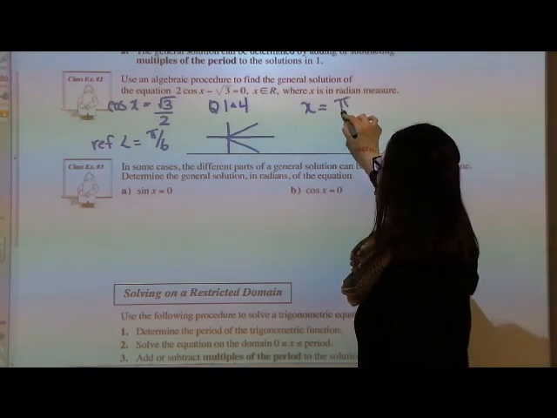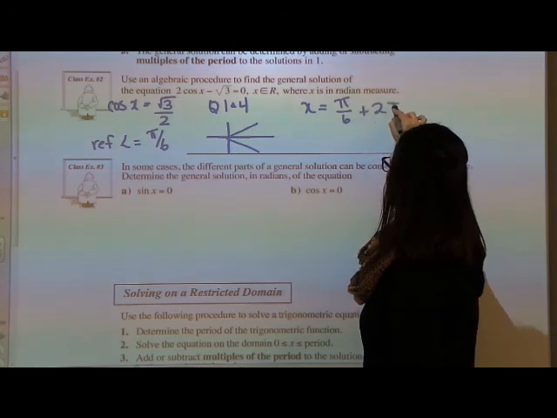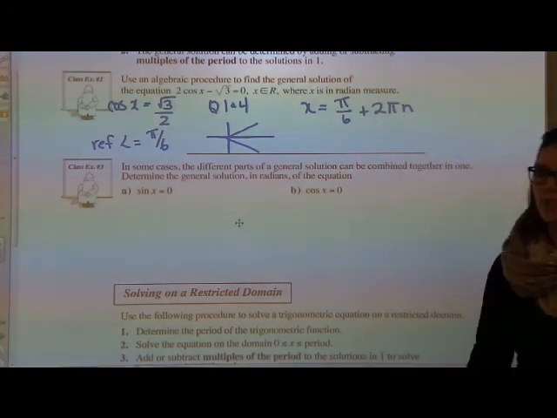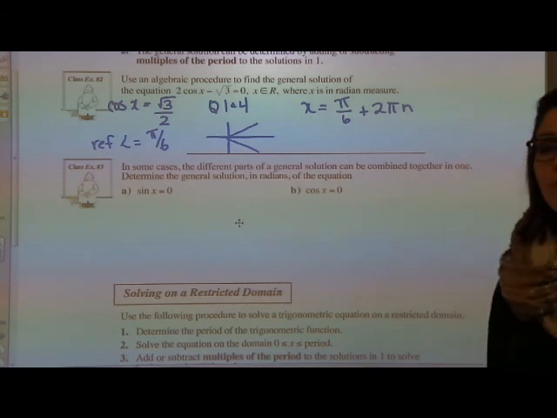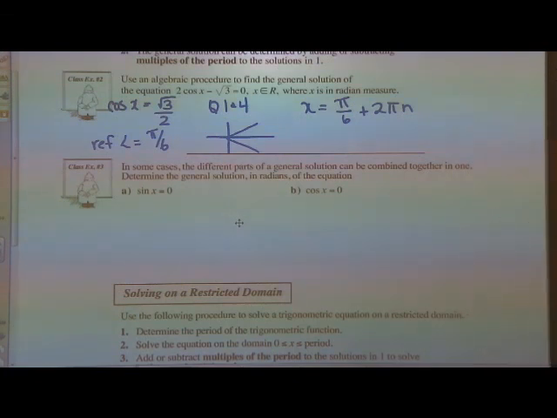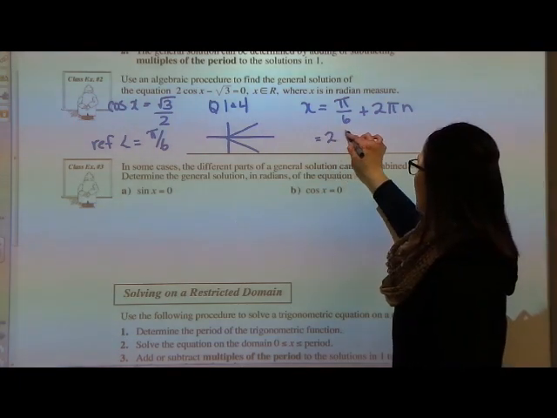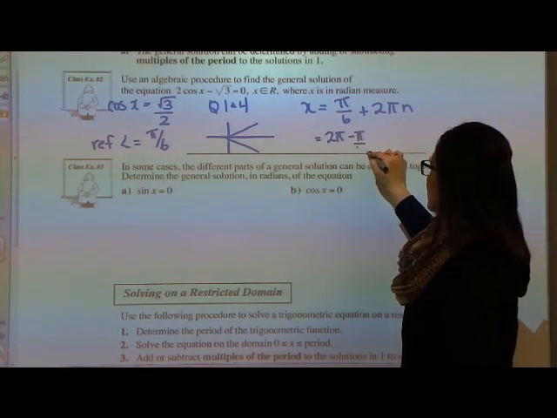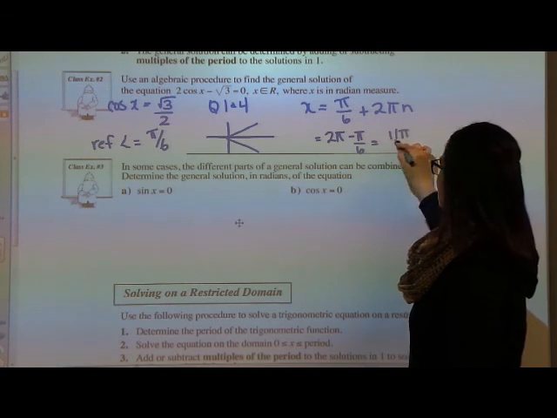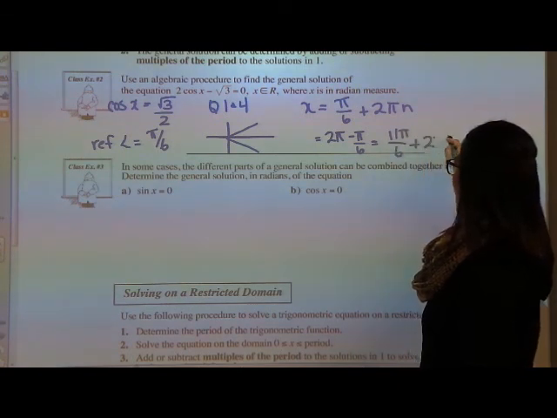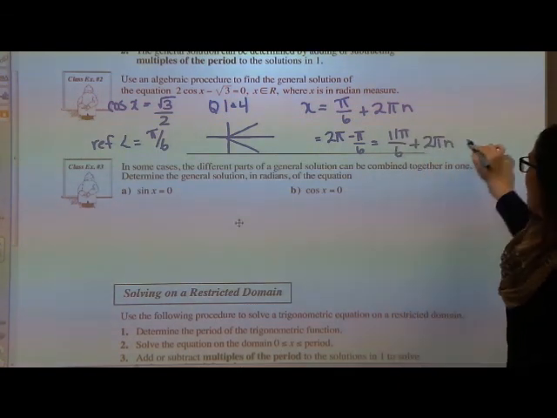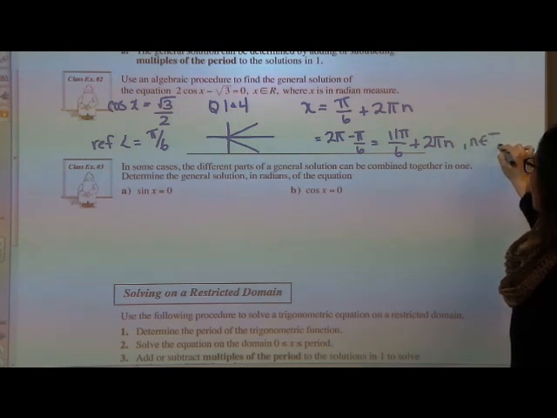Pi over 6. And then I can add multiples of 2 pi n to get my general solution. In quadrant 4, what is x equal to? 11 pi over 6. So 2 pi minus pi over 6. I get 11 pi over 6, and then I add my multiples of 2 pi with the condition that n is an integer.